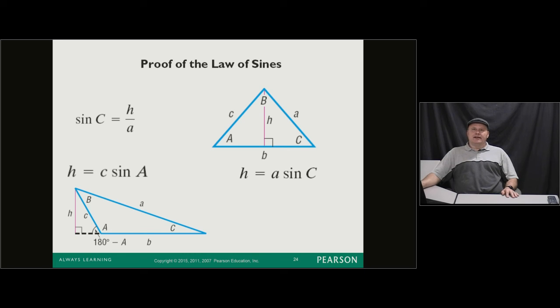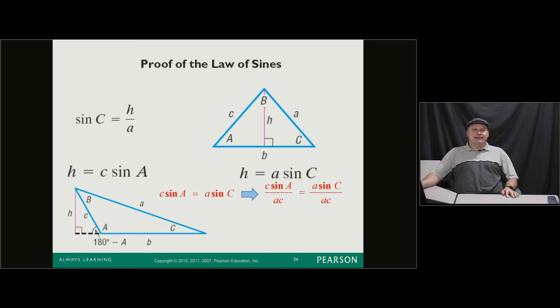But on the other hand, if you do sine of angle C, that's H over A. So solving for H, you get H equals A times the sine of angle C. Now the height of the triangle does not change, so they're going to be the same in either case. So that means C times the sine of angle A is going to be the same as A times the sine of angle C.